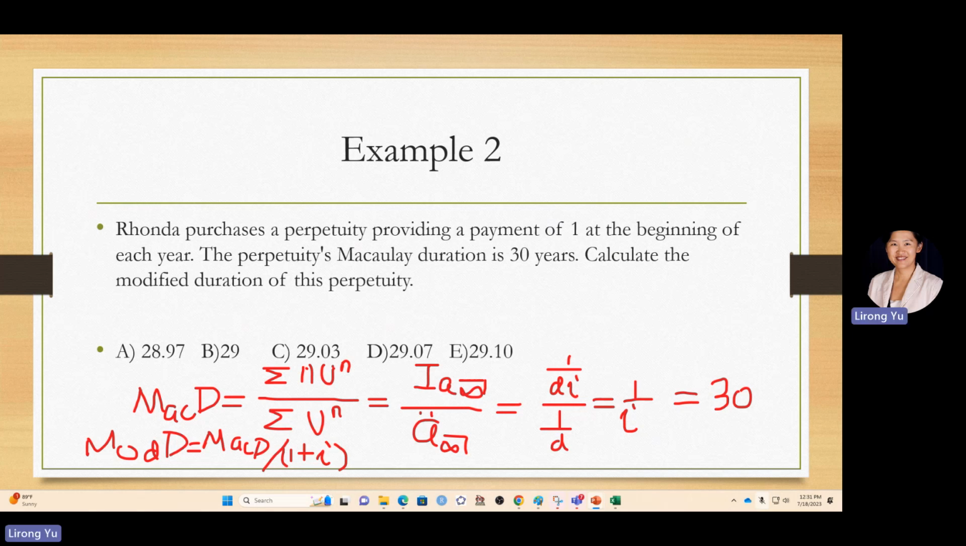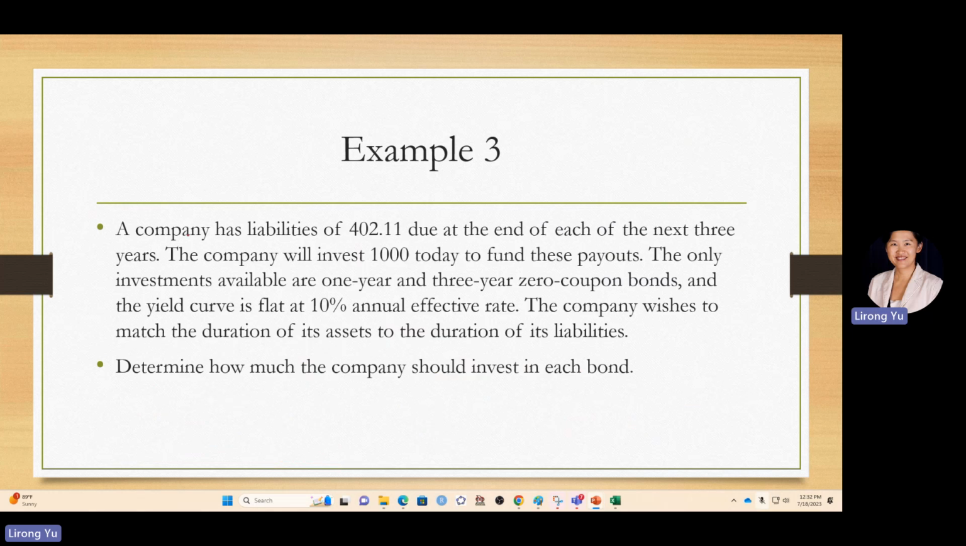And what was the i here? We've got to calculate the i. The Macaulay duration of a perpetuity is 1 over i. Since we know that equals 30, then i equals 1 over 30. So Macaulay duration is 30, 30 divided by 1 plus 1 over 30. That's how we calculate the modified duration. So in the last line of calculation, modified duration equals Macaulay duration, which is 30, over 1 plus i, the i equal to 1 over 30. And with that, we can finish this question.